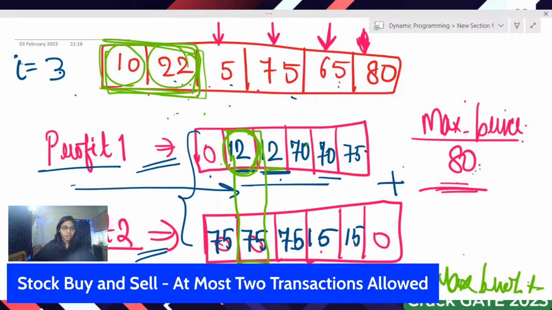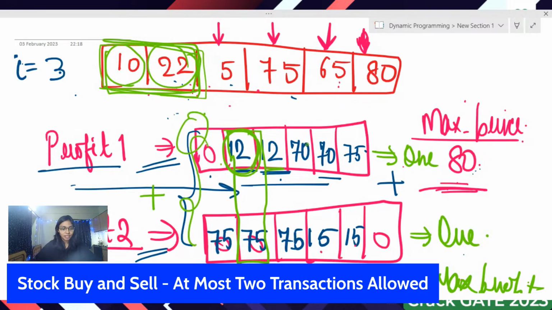But the maximum profit that you are getting is from two transactions. Okay, so this is the value of one transaction and this is the value of one transaction. The maximum profit that you will get is by adding two transactions. Getting my point? It is not that you are getting maximum profit from one of the transactions only. You are getting maximum profit by adding these two transactions. So that's why we need to add two transactions to check which transaction is giving us the maximum profit. That's why there is an addition.